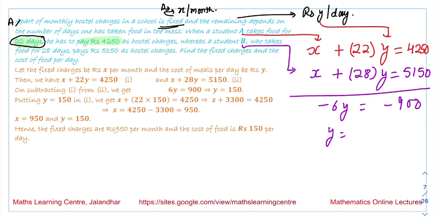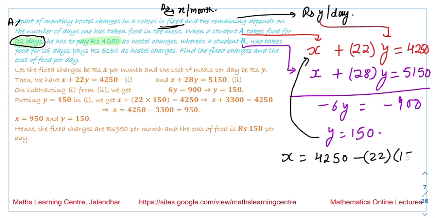So the value of y is 150. If we substitute this value in equation 1, we get x is equal to 4250 minus 22 into 150. So that is equal to 4250 minus 3300, and the answer we get is 950.